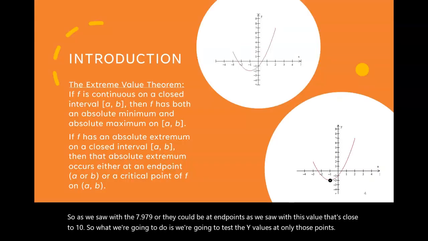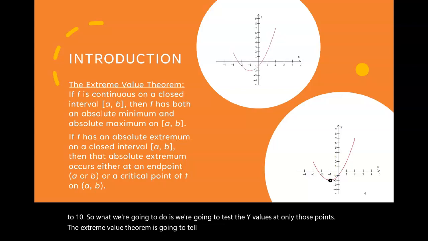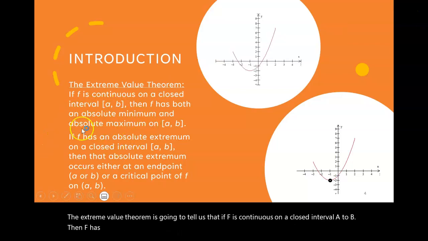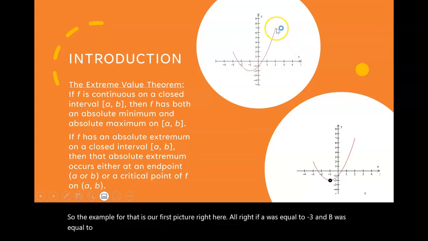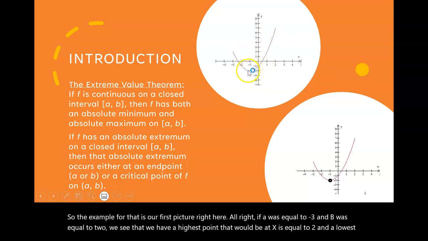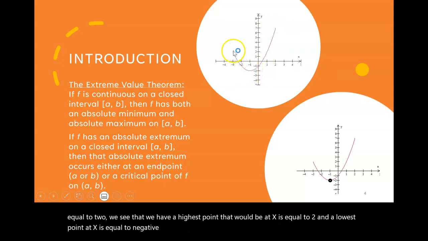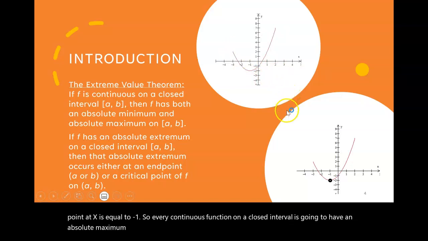The extreme value theorem is going to tell us that if f is continuous on a closed interval a to b, then f has both an absolute maximum and an absolute minimum on a to b, the closed interval. So the example for that is our first picture right here. All right, if a was equal to -3 and b was equal to 2, we see that we have a highest point, that would be at x is equal to 2, and a lowest point at x is equal to -1. So every continuous function on a closed interval is going to have an absolute maximum and an absolute minimum value. That's what the extreme value theorem will tell us.